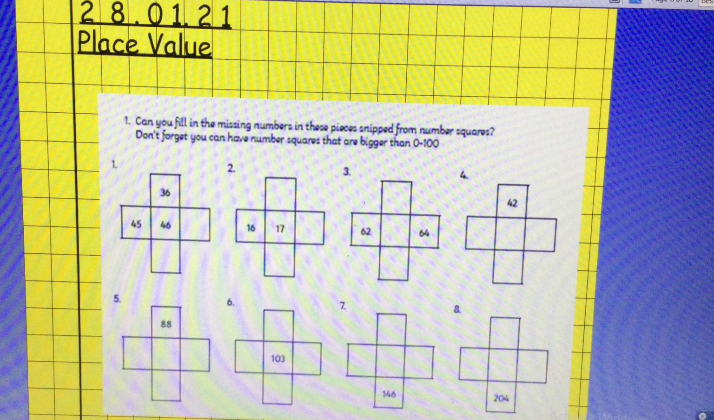Next we have our place value activity. Now what you need to do is fill in the missing numbers in these pieces that have been cut out from the 100 square. Now don't forget, you can have some 100 squares that are bigger than 0 to 100. They might be 100 to 200 or 200 to 300 and so on. So you need to have a think, what number comes above, below or next to these numbers in the 100 square. Pause the video now to have a go.